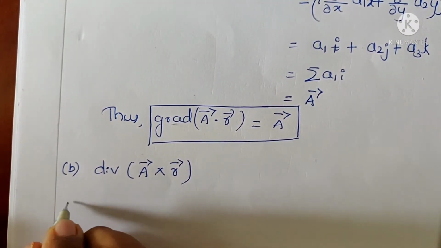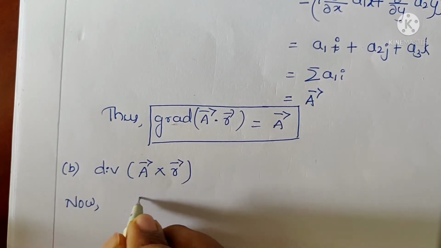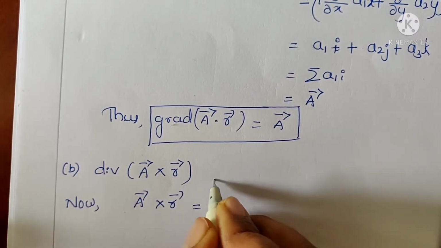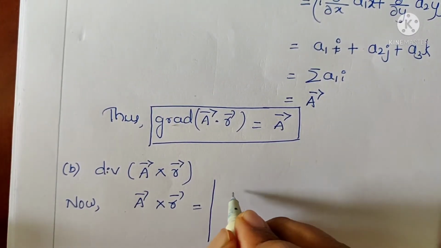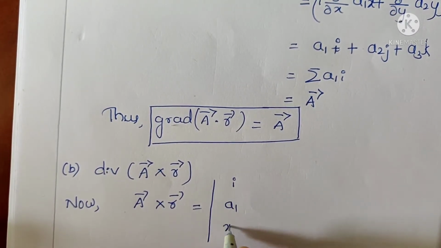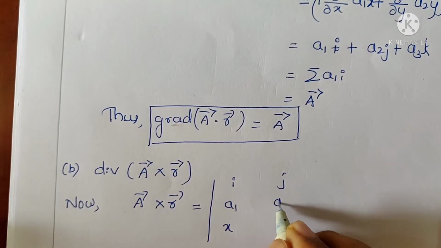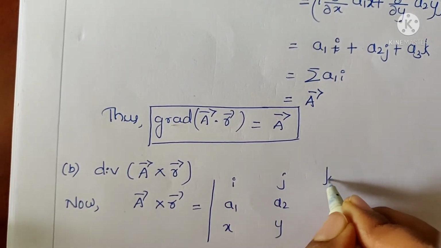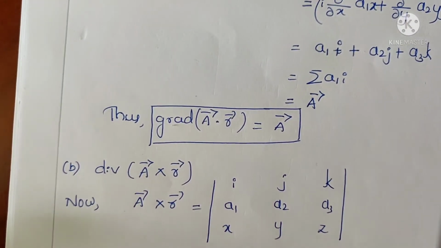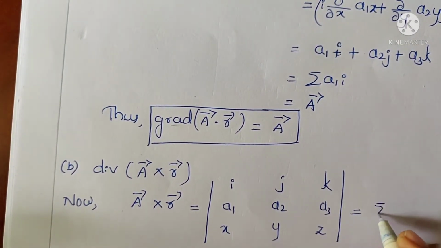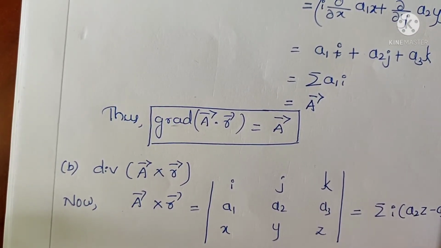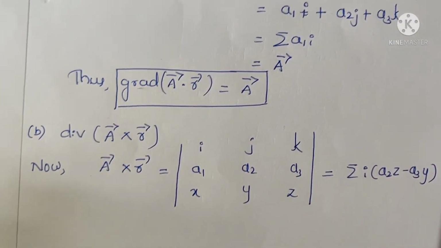Now vector a cross vector r is equal to the determinant of i, j, k. Here vector a is a1, it is x, j a2 y, k a3 z. So then it is summation of i into a2 z minus a3 y.